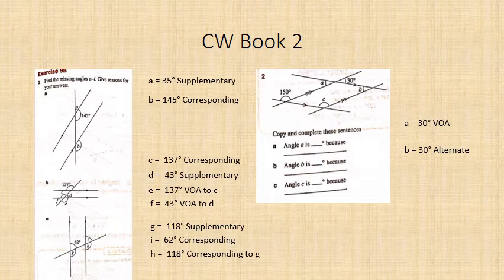And both of them are 30 degrees, so it doesn't matter which reason you give, it's okay. You can get the same angles with different reasons. Angle C here is going to be equal to 150 degrees because it's forming a letter F, so the reason is corresponding angles.